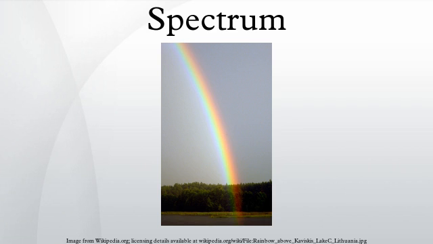A spectrum is a condition that is not limited to a specific set of values but can vary infinitely within a continuum. The word was first used scientifically within the field of optics to describe the rainbow of colors in visible light when separated using a prism. As scientific understanding of light advanced, it came to apply to the entire electromagnetic spectrum.